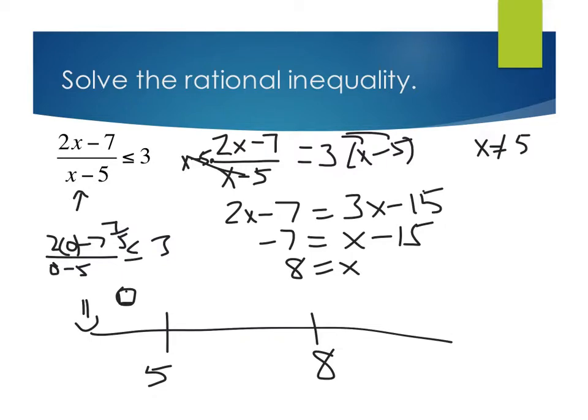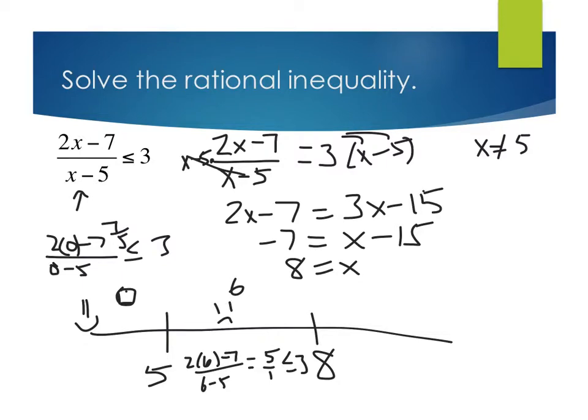All right, let's try one between 5 and 8. I don't know, let's try 6. Okay, so when we do that, we get 2 times 6 minus 7 over 6 minus 5, which reduces to 5 over 1. And is that less than or equal to 3? It is not, so 6 is not going to work.